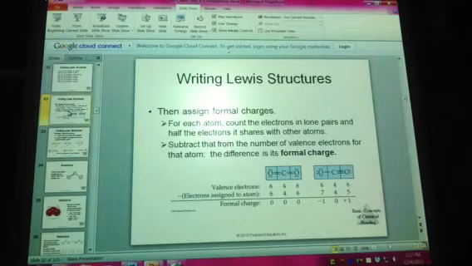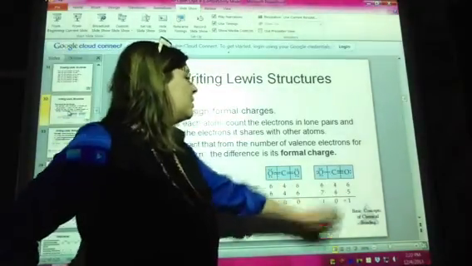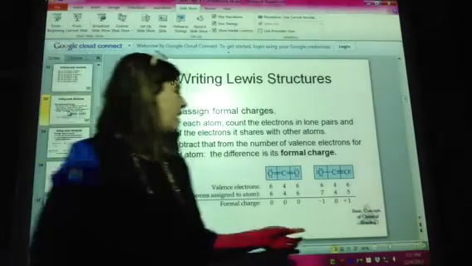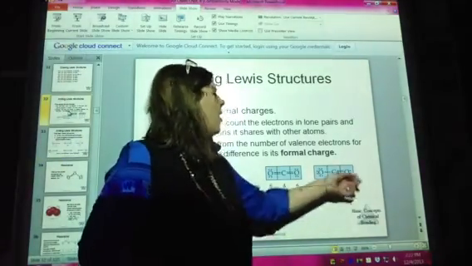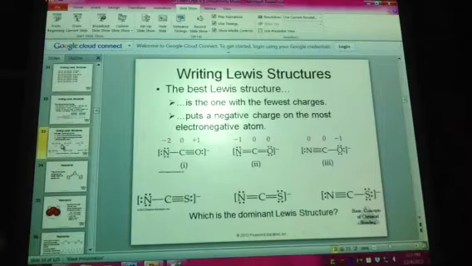We would prefer all of them to have formal charges of 0. That would be the best, most stable Lewis structure. And so I know over here that that Lewis structure isn't correct because I have oxygen here being a -1, but oxygen on this side being a +1. So I know that that's not a correct Lewis structure.